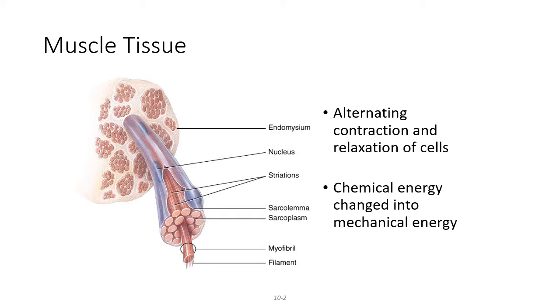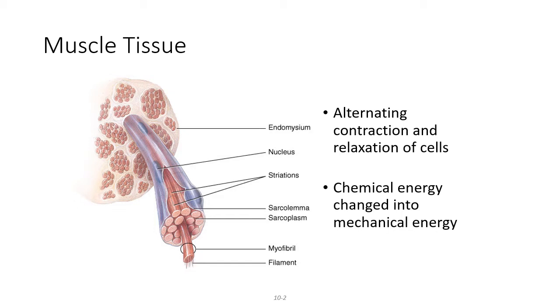And so we can either generate force and not shorten and still have muscle contraction, or we can shorten the muscle and have contraction as well. And so with that, we generate force and the muscle shortens, but then we also have to have something that's going to lengthen the muscles because they can't re-lengthen themselves. So something else has to act upon them to do so.